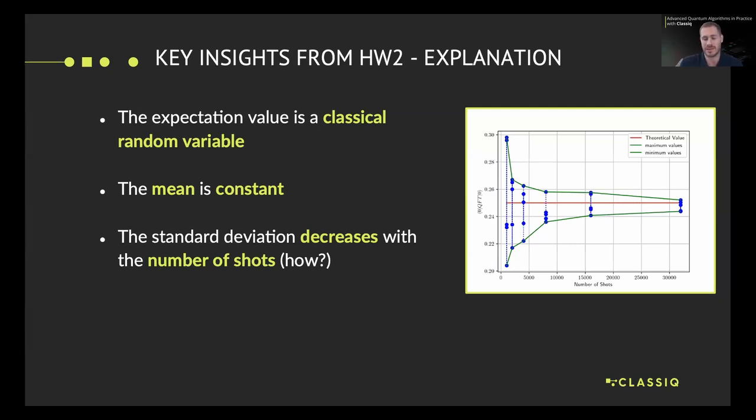So what is this dependency? The standard deviation decreases as 1 over the square root of the number of shots. These numbers, or how quickly we decrease, are interesting when we come to real implementations. So this is the high-level thing that I wanted to discuss in terms of the homework assignment.